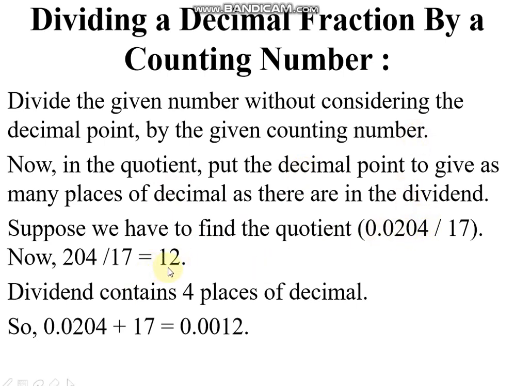So the answer is 12. Now after four decimal places, you put the decimal point after the fourth digit: 1, 2, 3, 4. Suppose no digits are there, you annex 0.